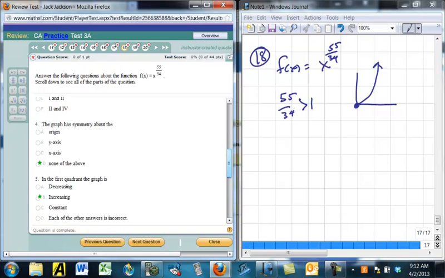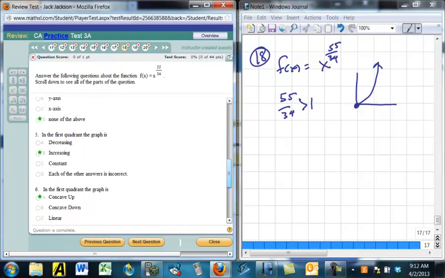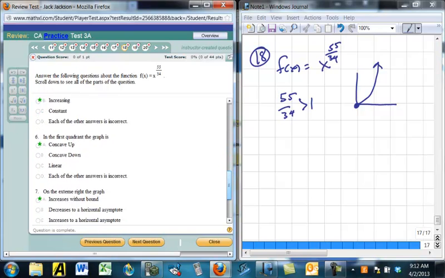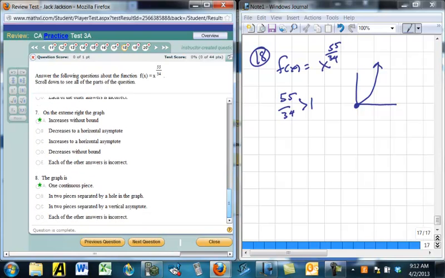It doesn't have origin, y-axis, or x-axis symmetry. It's increasing concave up in the first quadrant and increases without bound on the right, and it is one connected piece. It has an endpoint there. It doesn't go any further to the left.